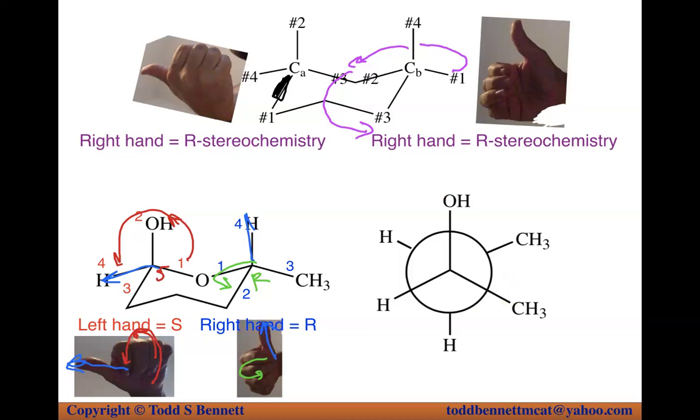This is one of the hardest ones to do. So you would have to redraw this into a dash wedge and then get R and S. The reality is it's just not worth it to do that. So I'm going to make the following recommendation. Thumb method, ta-da! So the priorities on carbon number 1, we have an H, which is 4, an O, which is 1. We have a methyl, and then the carbon behind us is ethyl. So 1 and 4, again, easy to get. This is 3, and then 2 represents the cone. So the cone is 2, the one in back.